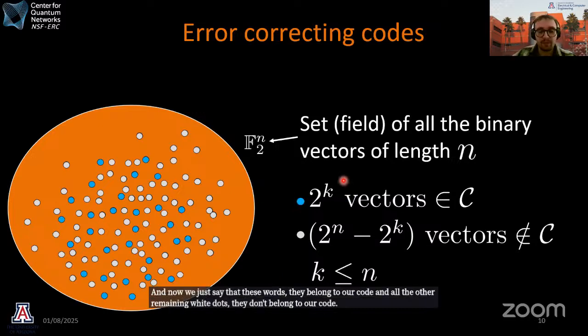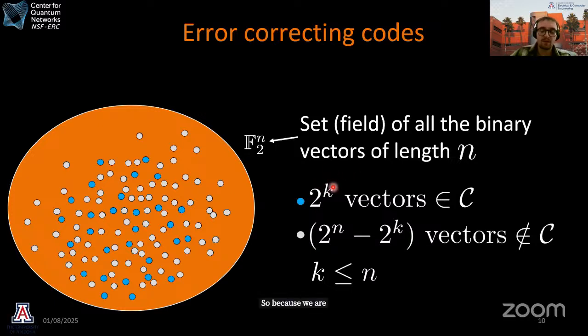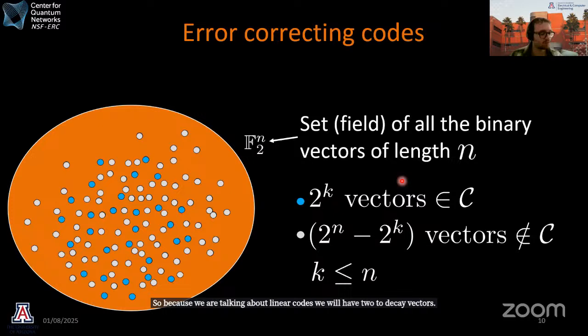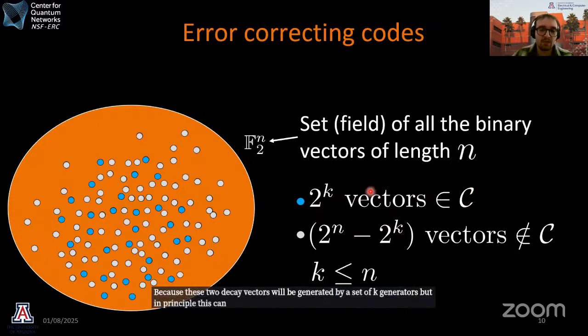So because we are talking about linear codes, we will have 2 to the k vectors, because these 2 to the k vectors will be generated by a set of k generators. But in principle, this can be any number. So we have a set of vectors that we define to belong to our code C, and all the others won't belong to our code C.